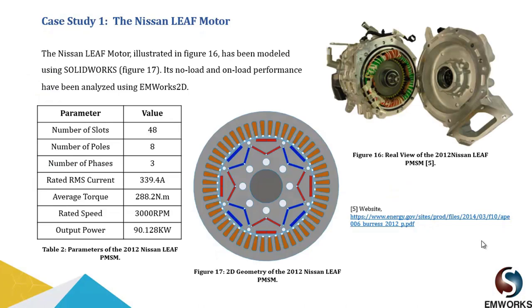To better illustrate the PMSM simulation using EMWorks2D, we will use three case studies of commercial motors. Firstly, the Nissan Leaf motor has been modeled using SolidWorks. Its parameters are listed in this table. So in this case study, I will show you a demo on how to use EMWorks2D software in order to simulate the no-load and on-load performance of the Nissan Leaf motor.